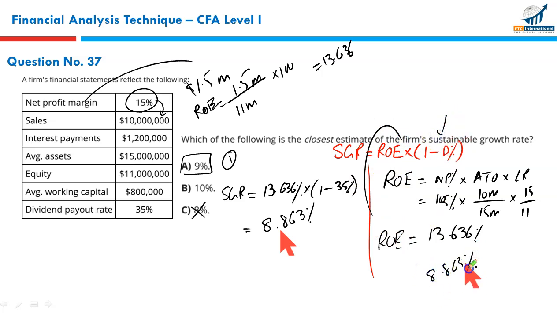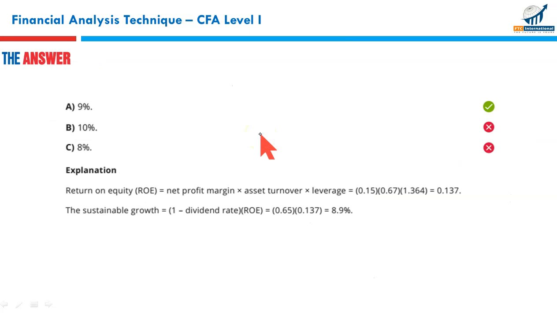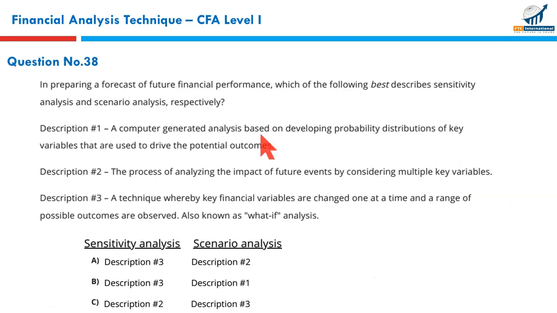So multiple ways. Sometimes one would work when the data is supportive, and sometimes you may have to follow the long shot. So you have to be expert at both. So we got the answers. A, 9%, so that makes A the correct option. Question 38.